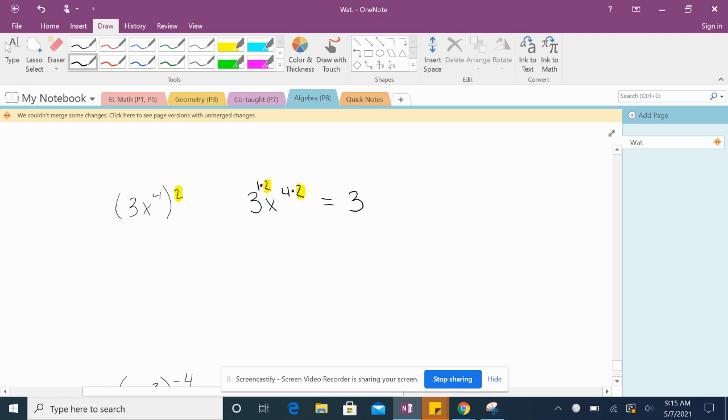So now I have my base of 3, my coefficient of 3 and my base of 3 to the second power. And then I have my base of x, and I have 8 as the exponent.